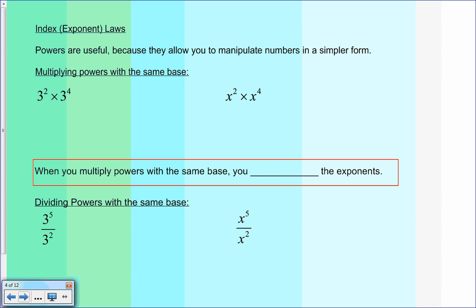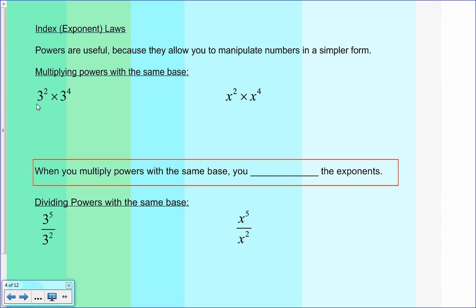All right, so we're going to look at multiplying two powers that have the same base. Here I have 3 squared times 3 to the 4th, and x squared times x to the 4th. Let's start with the 3's. One of the ways that we can see our rules is by multiplying this out the long way. I like to call it the long cut.